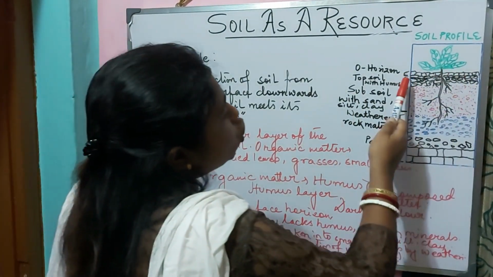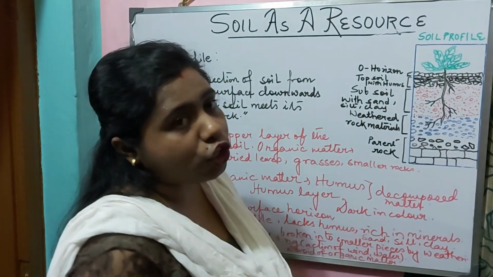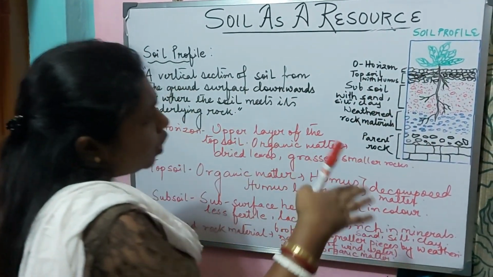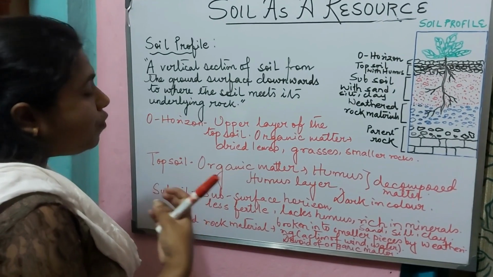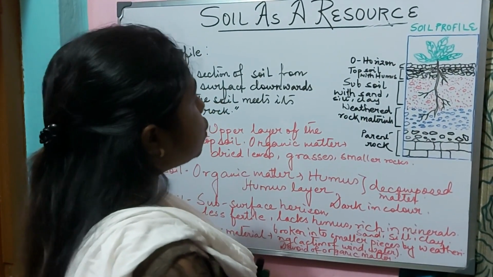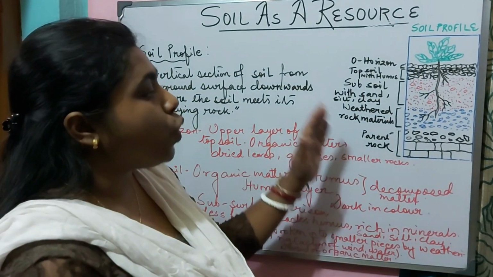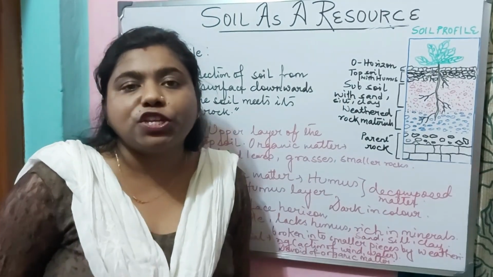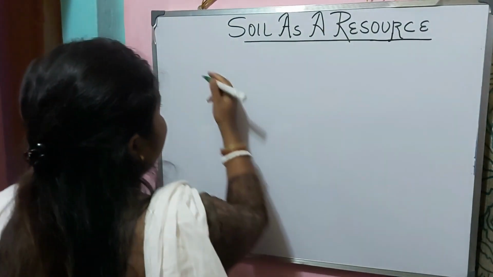And this is the topsoil, which is very rich in humus, and the O horizon is referred to as the upper layer of the topsoil, where we will get organic matter like dried leaves, grasses or smaller rocks. So this is referred to as the soil profile. Now let us move ahead with the factors that affect the formation of soil.